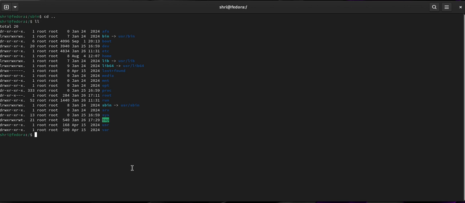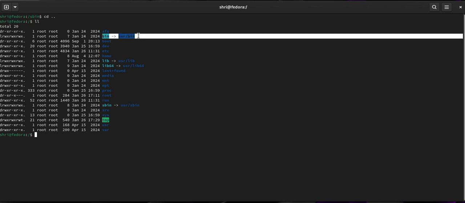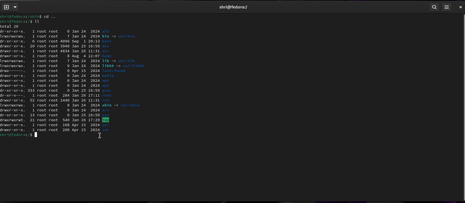But nowadays, most find this distinction to be obsolete. In fact, many distributions have been discovered to be unable to boot with this separation, and it's not tested for a long time. So nowadays slash bin and slash usr slash bin are the same. They just point to each other. If you see here, these are symbolically linked, sbin and usr sbin. So instead of four directories, it's essentially just two directories now.